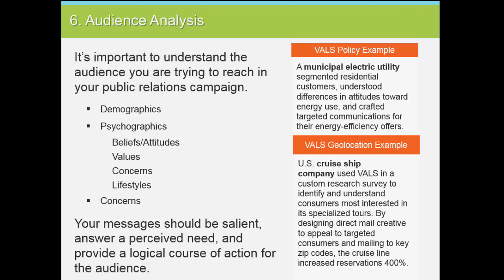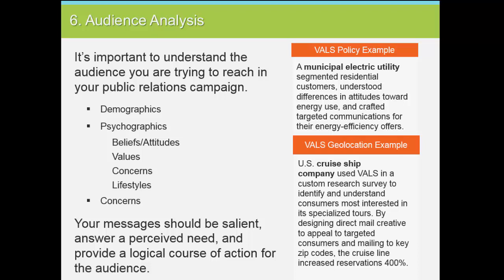PR practitioners must understand their audience to know how to make a salient message for that audience and address a perceived need. Demographics include such factors as age, gender, ethnicity, income, education, and geography. And psychographics are their beliefs or attitudes, values, and lifestyles. You might also want to understand their concerns.